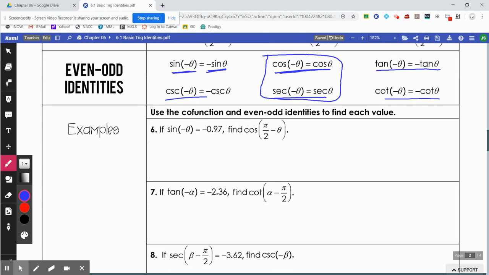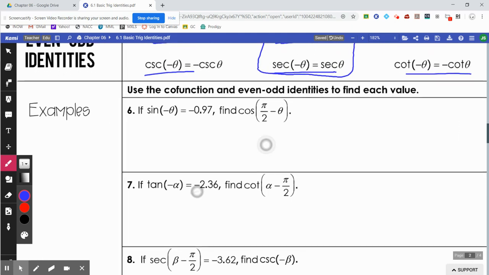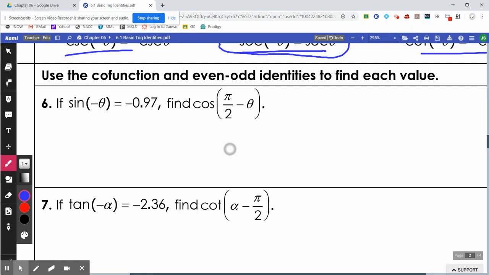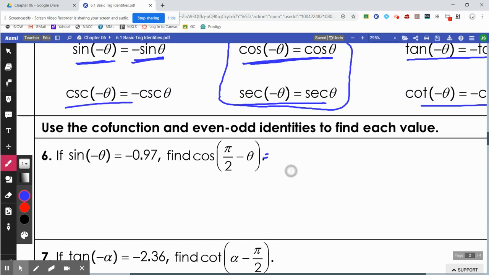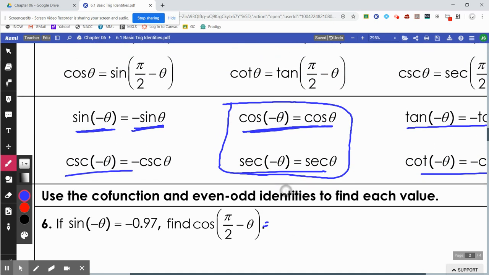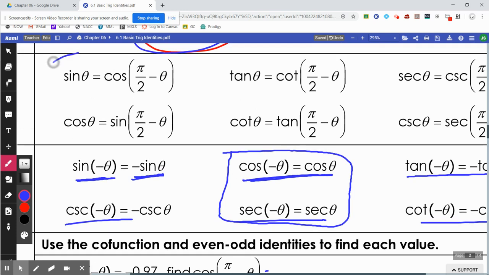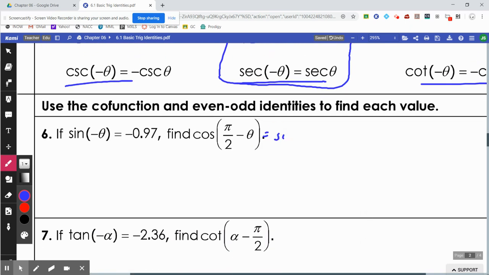So it says here, use the cofunction identities and the even and odd identities to find each value. So let me zoom in. So here, the cosine of 90 minus theta, or pi over 2 minus theta, we'll define that. That's going to equal, let's scroll back up. From right here, the cosine of 90 minus theta is going to be the same thing as the sine of theta. So let me go ahead and write that.